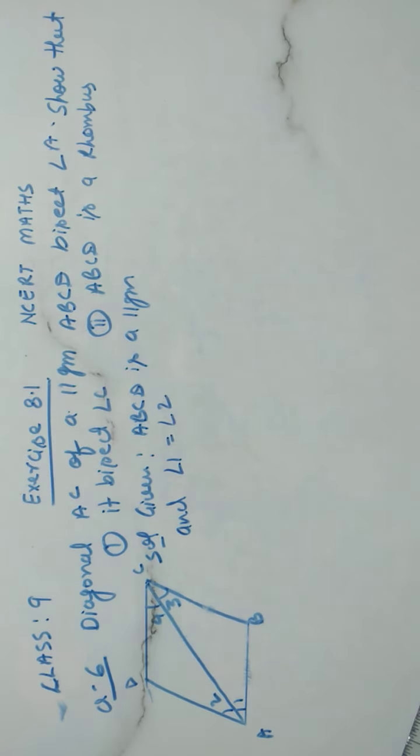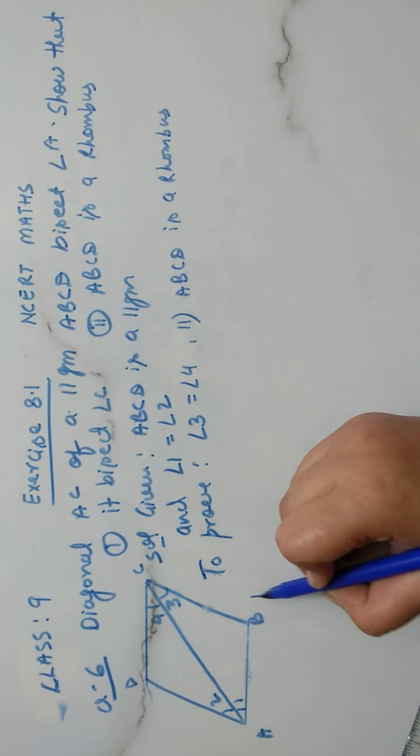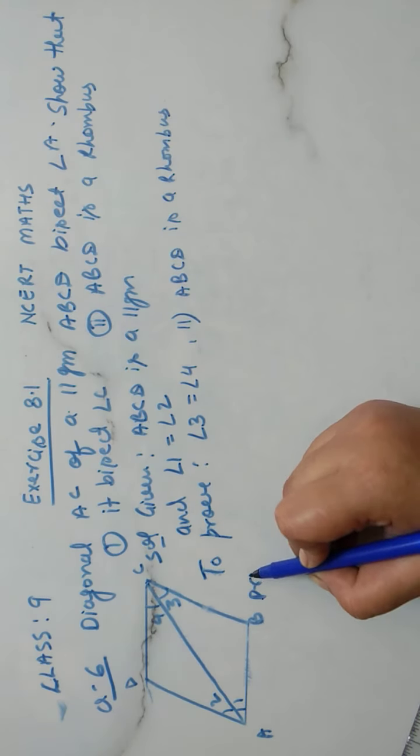Now what we need to prove? We need to prove that angle 3 is equal to angle 4. And the second thing we need to prove is that ABCD is a rhombus. So to prove ABCD is a rhombus, we need to prove all sides are equal. Okay, so just see the proof here.